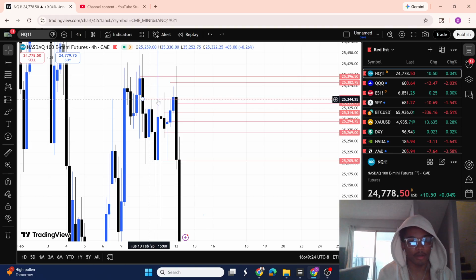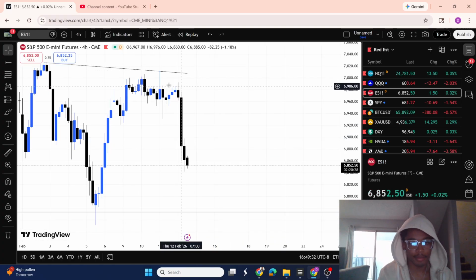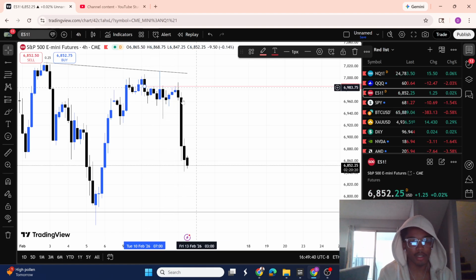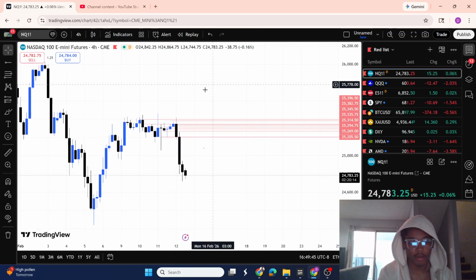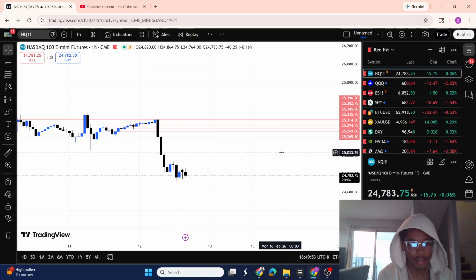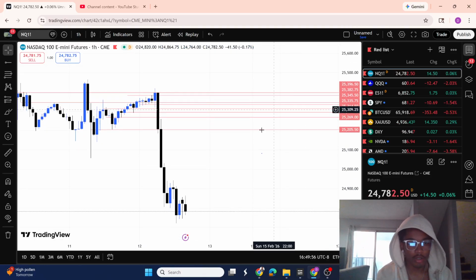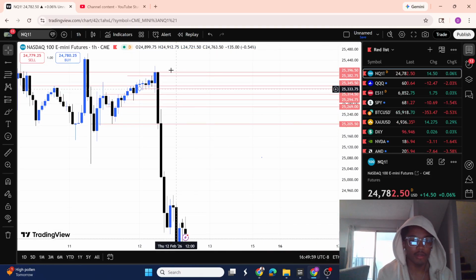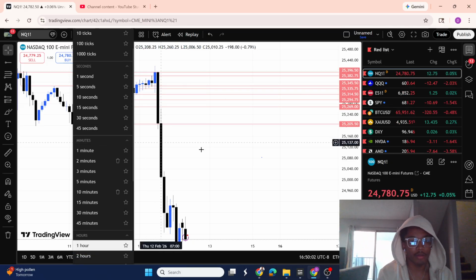Okay, this slightly broke above the most recent high, but I'm high-key not counting this. Why? Let's look at ES. Boom. So we see ES sweeps the highs. We see NASDAQ barely broke above, but it wasn't enough. So I'm going to call this a sweep. And then if you look right here, what do we see? Let's scroll down.